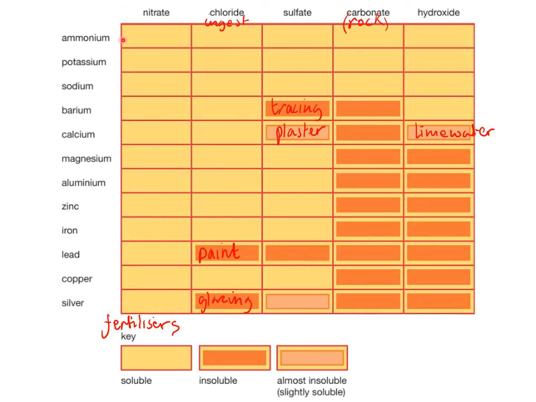But here you can also see that all ammonium, potassium, and sodium salts are also soluble. So that's another rule, and we'll look through those in a moment.